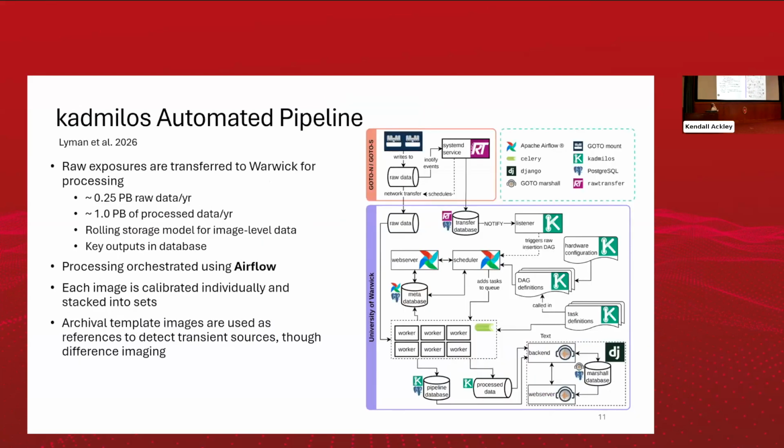Once that's done, it passes through what we call the CADMLO. So this is the automated pipeline. Once the images are taken, we call these the raw exposures, they're transferred over to Warwick. We're doing about 0.25 petabytes of raw data per year being transferred over. This is about 1 petabyte of processed data per year. And we do what's called a rolling storage model for image level data. So as we are nearing our capacity, we decide which of the fully processed data we need to release, always maintaining that we keep the raw images constant. And this is scheduled through various systems, primarily orchestrated through Apache Airflow.